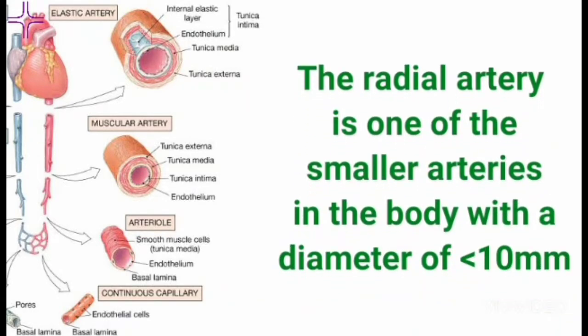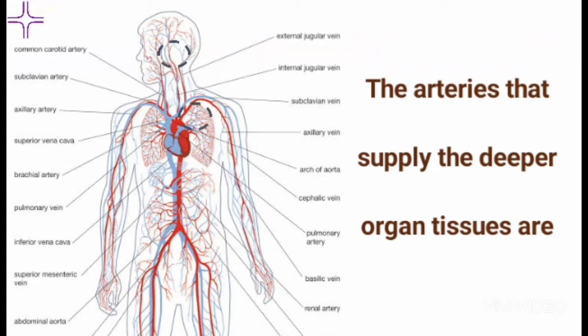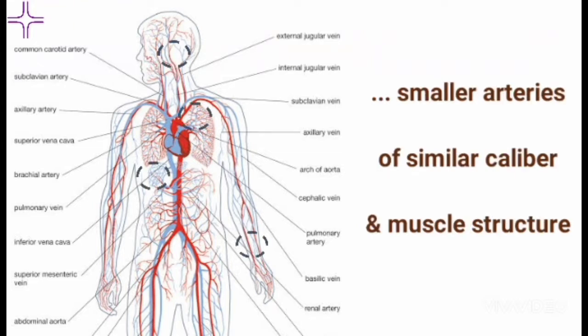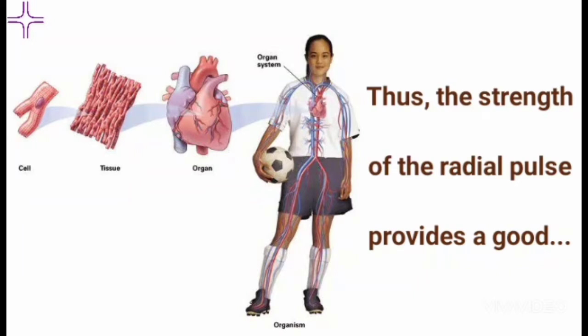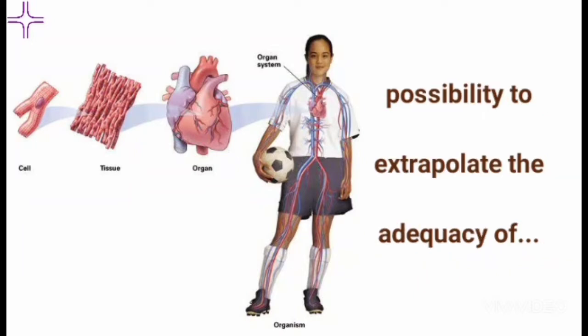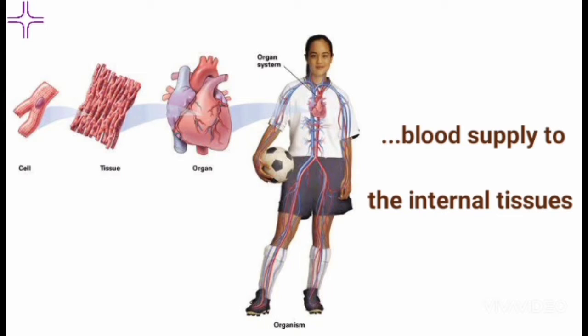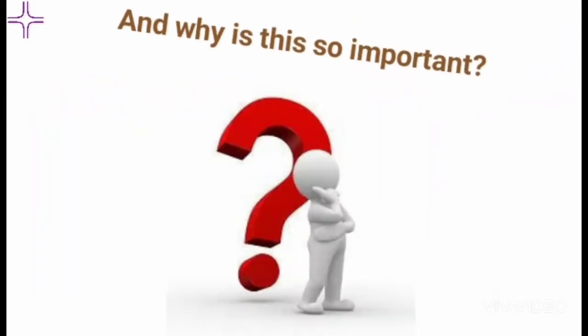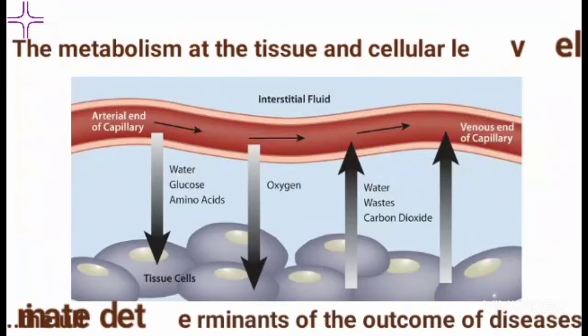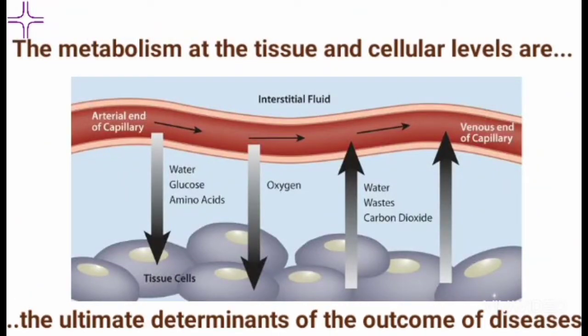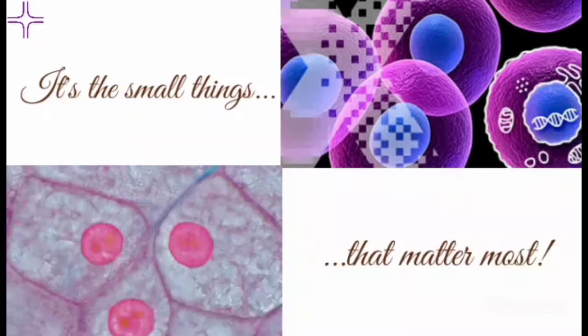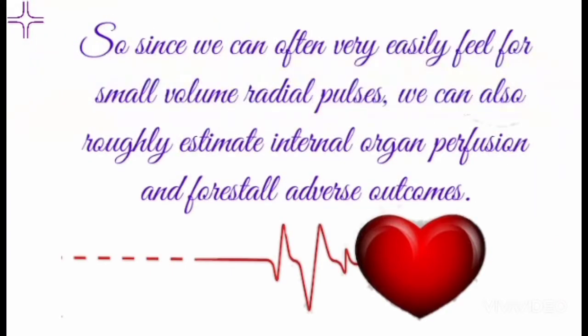Similar to the radial artery, the arteries that supply the deeper organ tissues are smaller arteries of similar caliber and muscle structure. Thus, the strength of the radial pulse provides a good possibility to extrapolate the adequacy of blood supply to the internal tissues. And why is this so important? The reason is that the metabolism at the tissue and cellular levels are the ultimate determinants of the outcome of most disease conditions, particularly hypoperfusion and shock. So since you can often very easily feel for small volume radial pulses, we can also roughly estimate internal organ perfusion and forestall adverse outcomes.